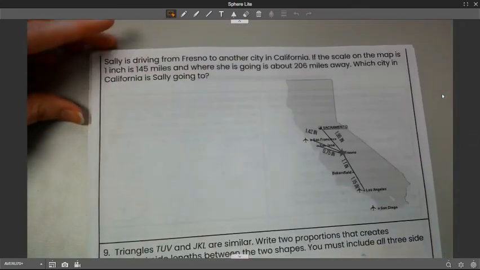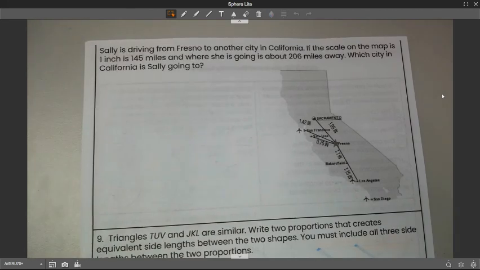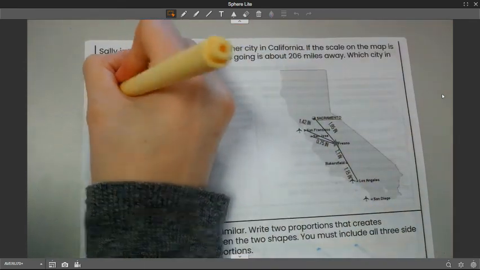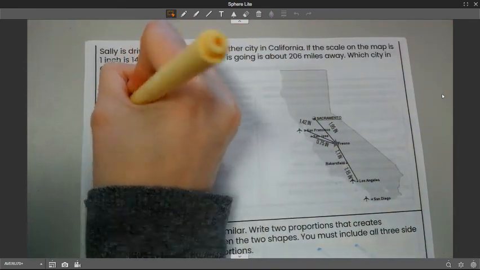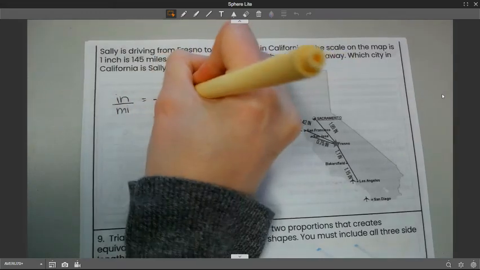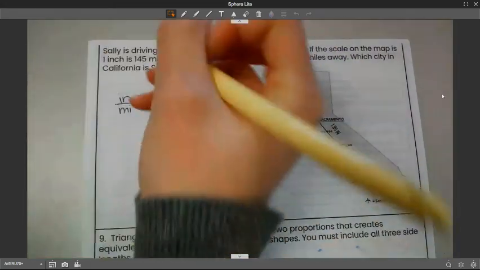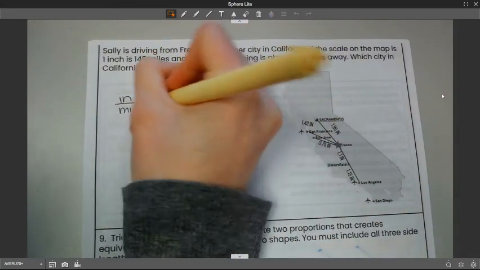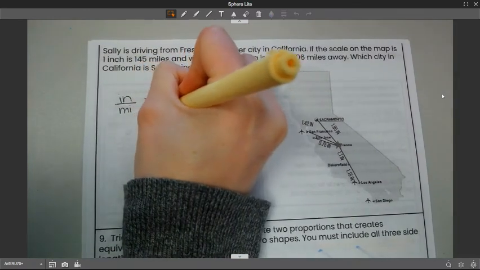All right, Sally is driving from Fresno to another city in California. If the scale on the map is 1 inch is 145 miles, and where she's going is about 206 miles away, which city in California is she going to? So we're going to set up our proportion. We're talking inches to miles. I'm always going to start with the ratio I was given. Well, the ratio I was given was 1 inch is 145 miles.